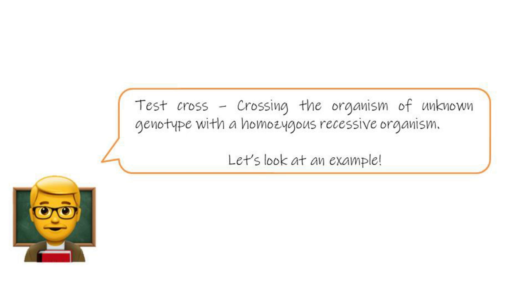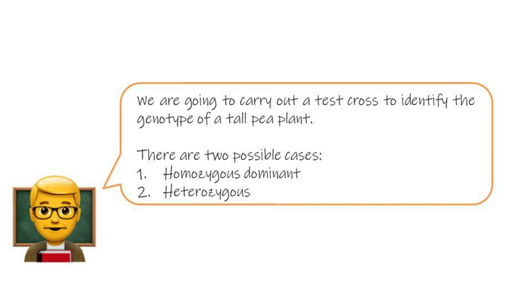An organism with a dominant character can be either homozygous or heterozygous. To identify its genotype, we can cross the organism of unknown genotype with a homozygous recessive organism. We call this type of cross a test cross. Let's look at an example. A test cross is carried out to identify the genotype of a tall pea plant. Let capital T represent the allele for tallness and small t represent the allele for shortness.